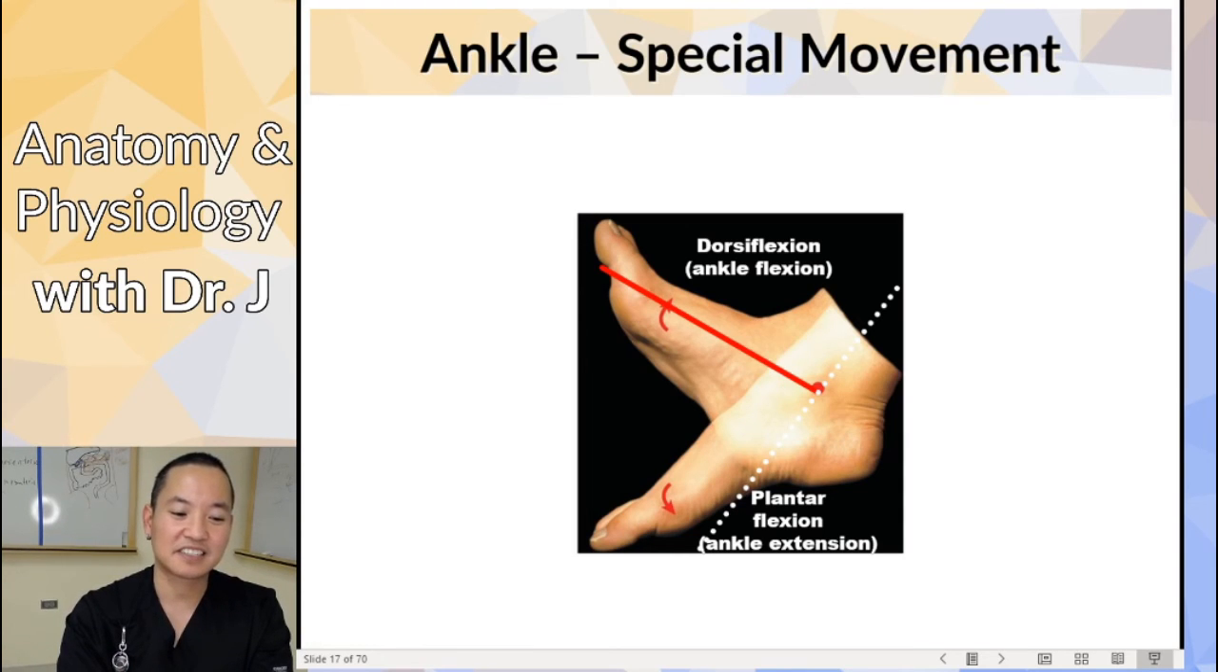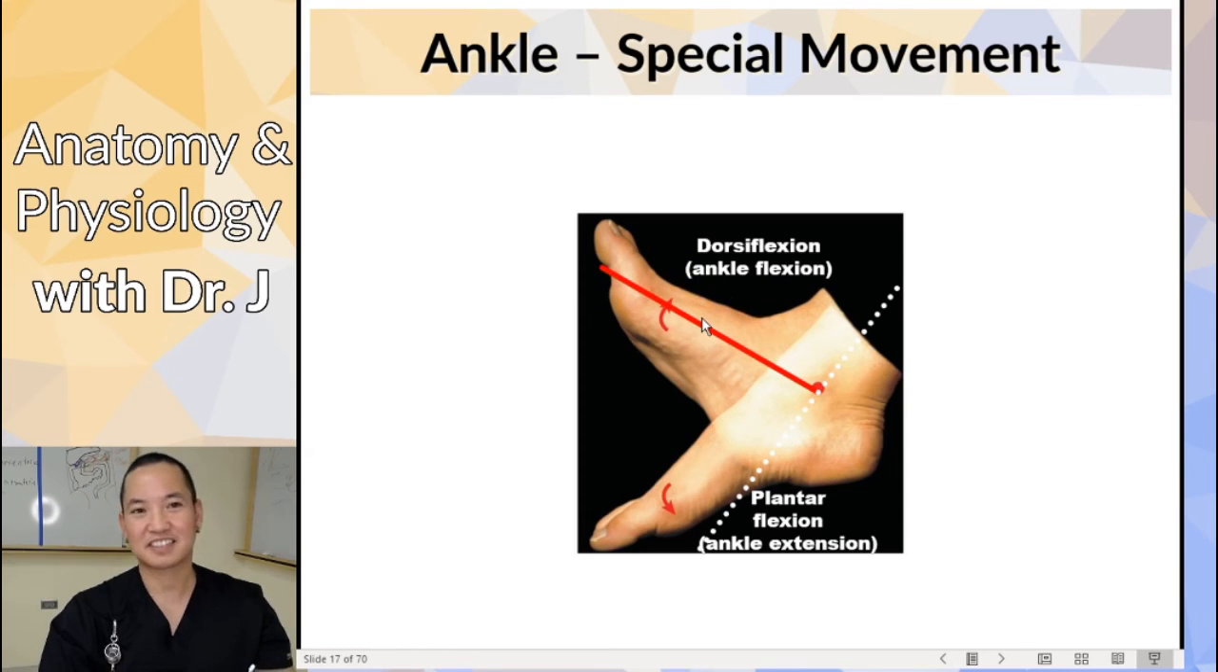This ankle flexion is decreasing an angle, but they also have this term called dorsiflexion. Dorsum means the back. So this is like the back of your foot right here. So it's ankle flexion, it is decreasing the angle. Know that ankle flexion and dorsiflexion are one and the same.